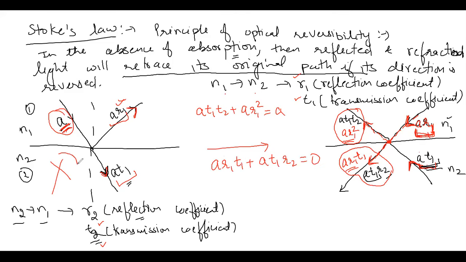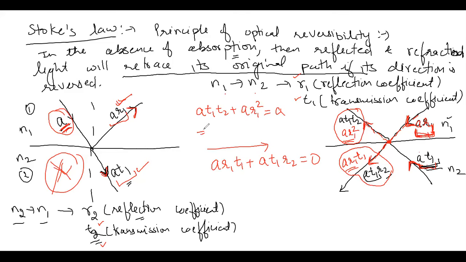Because initially there was no ray of light at this point when this ray of light was incident. आपके पास में सिर्फ यहाँ लाइट थी और यहाँ लाइट थी. Now you are saying let's change the direction. Then this principle of optical reversibility says that you should get whatever you started with. उसके अलावा आपको कुछ भी एक्स्ट्रा नहीं मिलना चाहिए. So that means we shouldn't be getting this portion, which basically means that the sum of these two terms should be equal to 0.